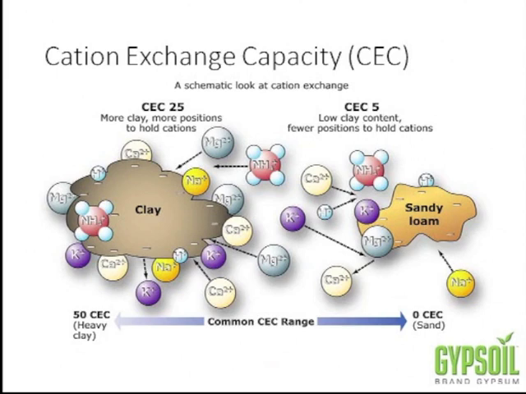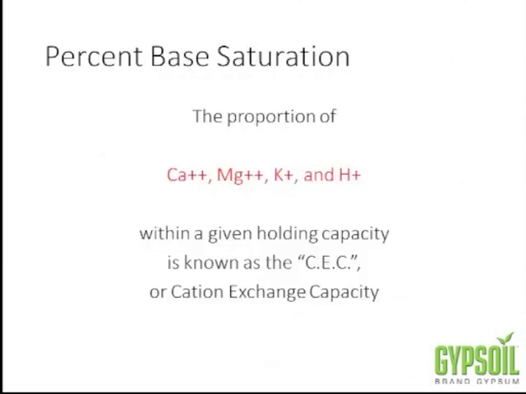And so if we have high CEC levels, we're going to have to increase the amount that we would want to apply to affect the same response as we would in a sandy soil with a smaller CEC. And then we look at percent base saturation. Percent base saturation is the proportion of the calcium, magnesium, potassium, and hydrogen within a given capacity known as the CEC. And so what it is, it's the ratio or the amount of them.